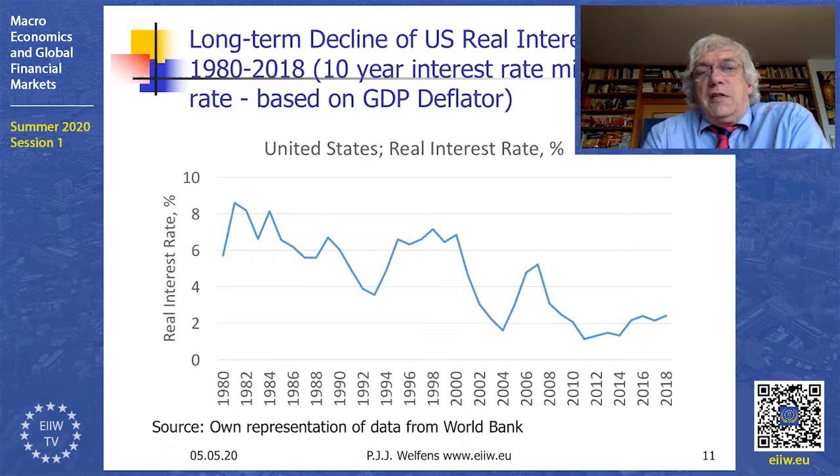So here we can see the long-term decline of the US real interest rate, 1980 to 2018. So this here is for a 10-year maturity. The inflation rate is measured through the change of the GDP deflator. So okay, the real interest rate in 81, 82, I would say, was abnormally high, because then the Fed had adopted a restrictive monetary policy because they wanted to fight the then very high US inflation rate. But with a grain of salt, we can say that maybe a normal real interest rate is about 4%.